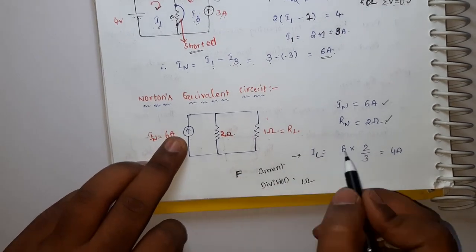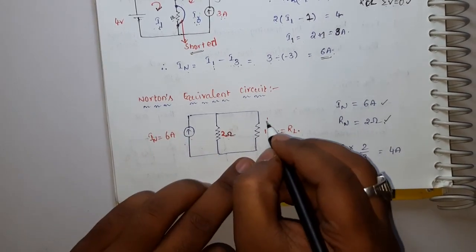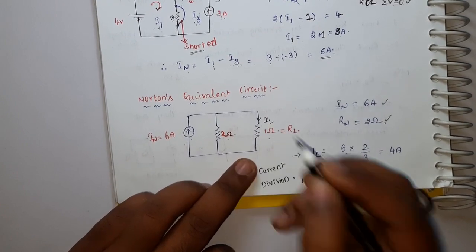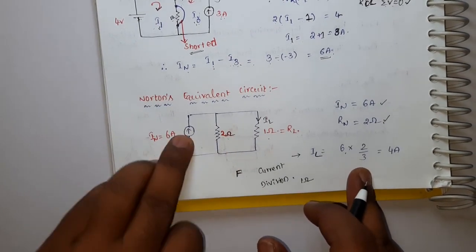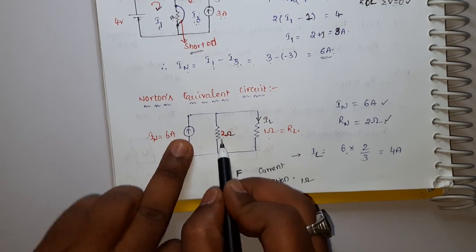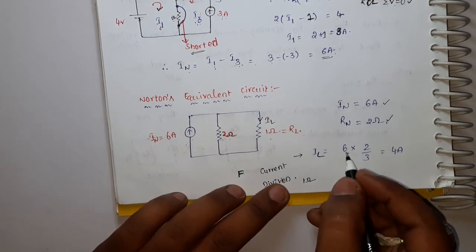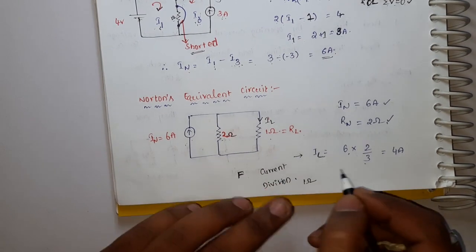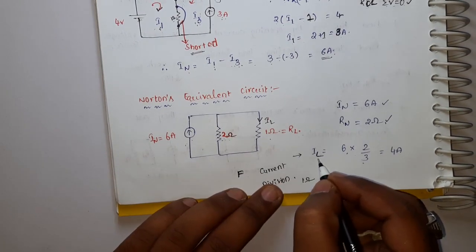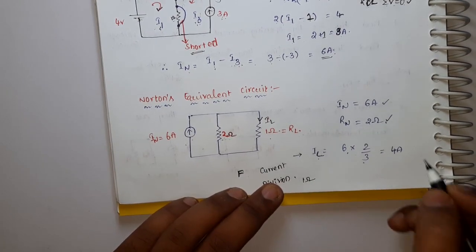So total current 6 into, this is IL, total current 6 into the opposite resistor 2 ohm by total resistance 2 plus 1, 3. 6 into 2 by 3 is the load current IL through the 1 ohm resistor, which equals 4 ampere.